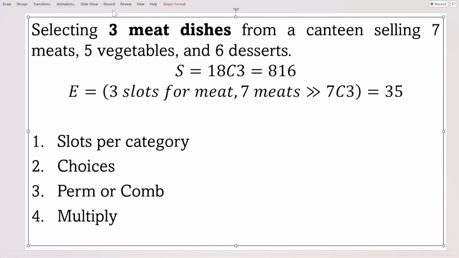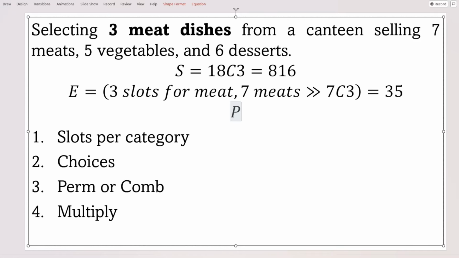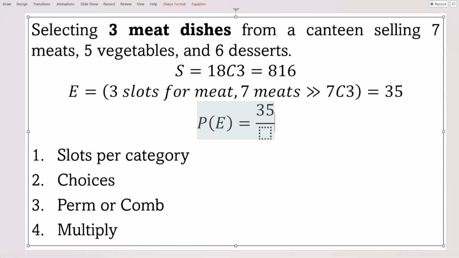And finally, the final step is simply the probability of that: the number of desired events, that's 35, over all the possible events, 816, which in our Desmos calculator is this one. This is the lowest term already. But in decimals, it will look like this. 0.